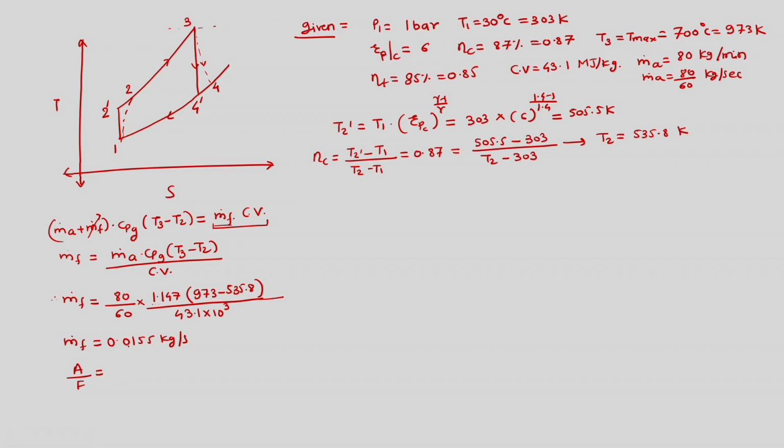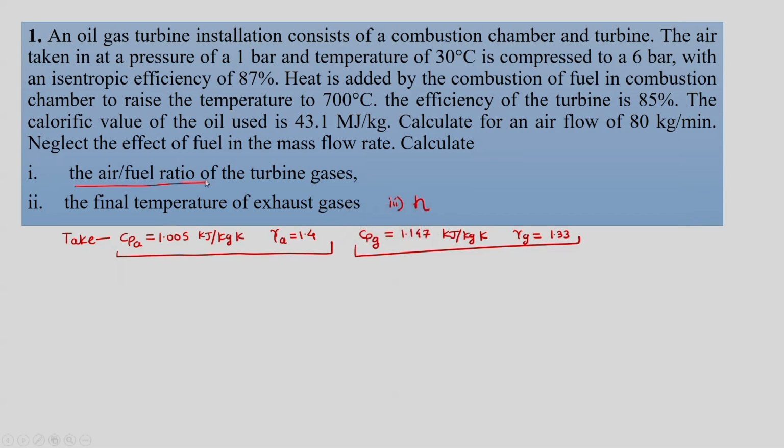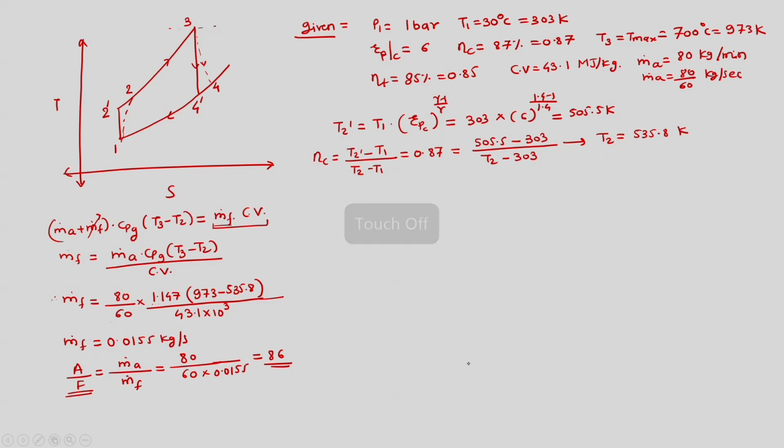So, we will get air fuel ratio as 80. Air fuel ratio is practically mass of air divided by mass of fuel. We are neglecting mass of fuel in the total mixture. So, also we have used total mixture mass is 80 by 60 for convenience, but for calculation of air fuel ratio we have 80 by 60 divided by 0.0155, and this gives us air fuel ratio as 86, and this is one of the answers. Since if we go back, we are supposed to find out air fuel ratio. Now, we will proceed with next calculation, which is exhaust gas.